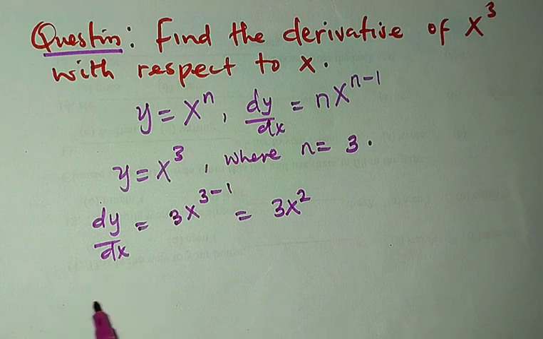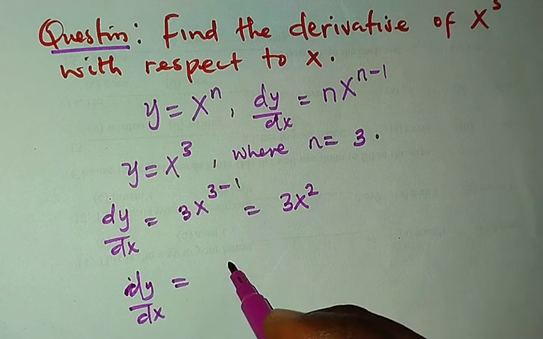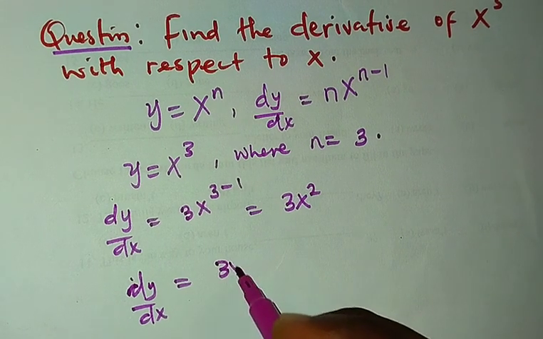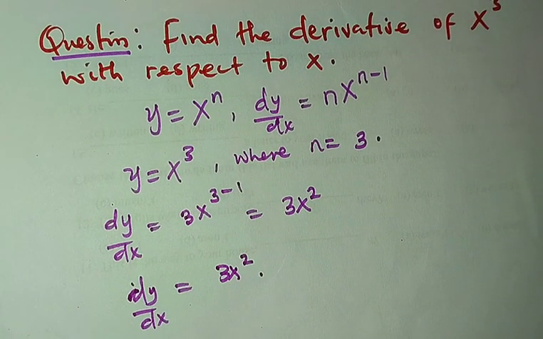So finally we conclude that dy/dx is equal to what? 3x squared. And that is the solution to the problem.